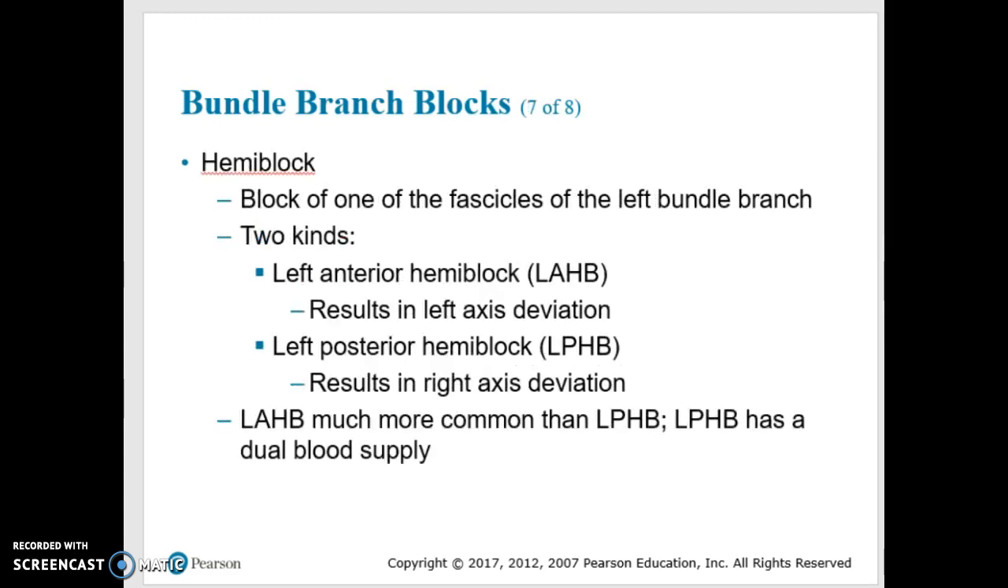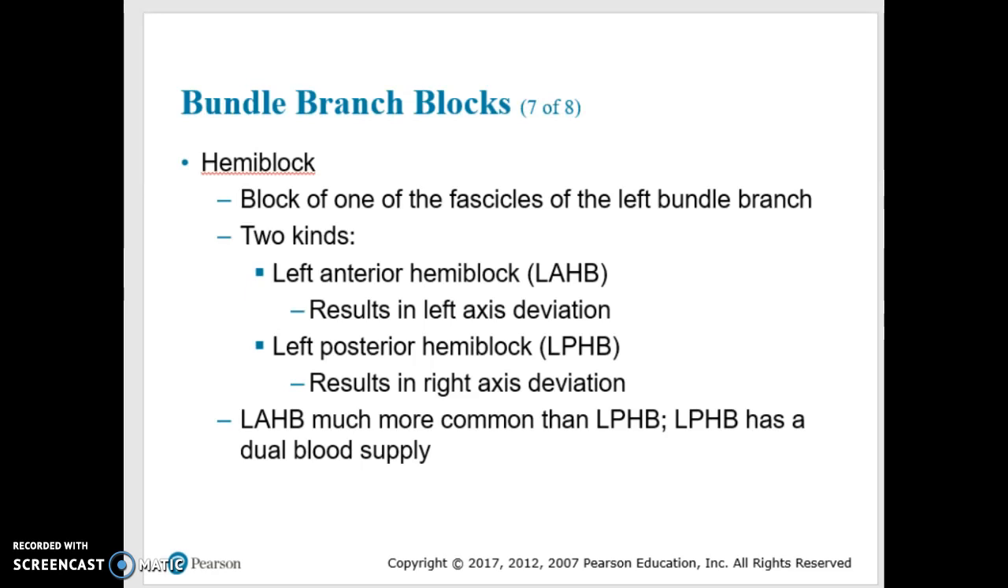Now we're going to talk about a hemiblock. A hemiblock is a block of one of the fascicles of the left bundle branch. There are two kinds. You have a left anterior hemiblock, which is an LAHB, and you have a left posterior hemiblock, LPHB. An LAHB results from left axis deviation. An LPHB results from right axis deviation.